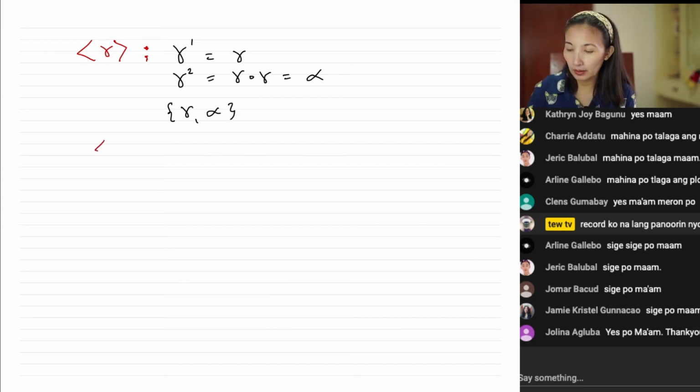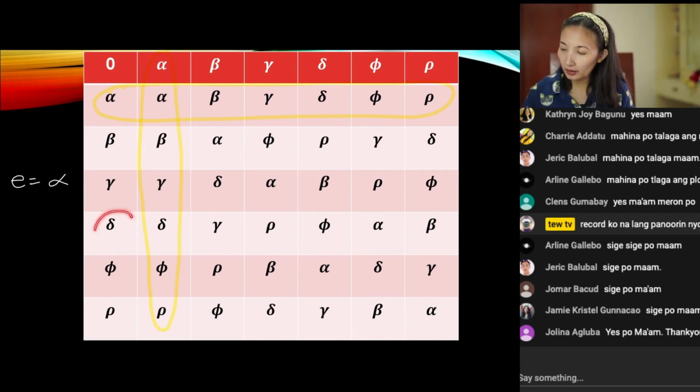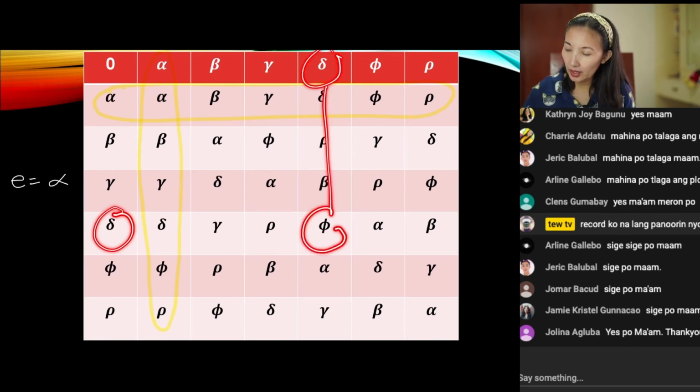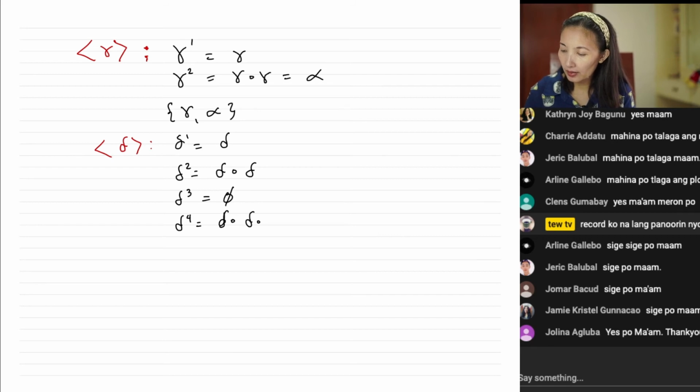Next, what about delta? What is delta raised to 1, delta raised to 2, delta raised to 3? Delta raised to 1 is delta itself. Delta squared means delta circle delta. Go back to the table and check the result: delta circle delta is phi. So that means we have to proceed. What about delta to the fourth? This means delta circle delta circle delta circle delta.